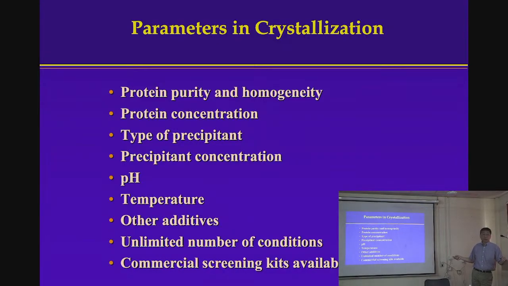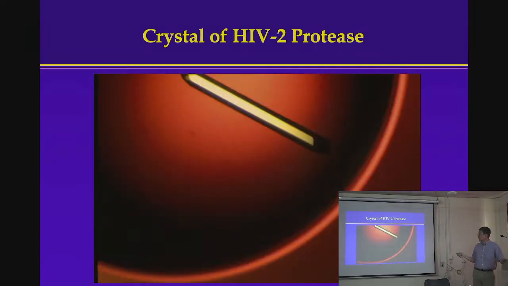What pH you want to use. What temperature you want to use. Typically, we grow everything at 20 degrees, in the incubator. But if you're working with a thermophilic organism, you may want to go higher, because 20 degrees for them is too cold. They freeze. So it's not good for them. You may want to go to 37 or something. And then other additives. As I mentioned, kits are available. So if you do it right, you get crystals.